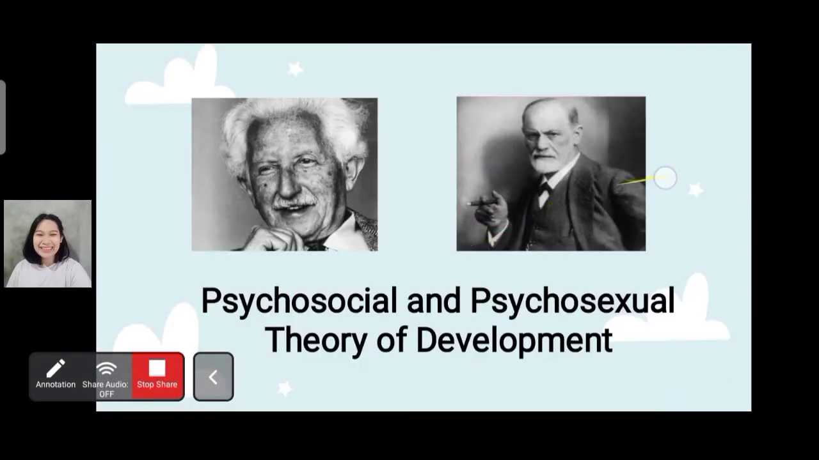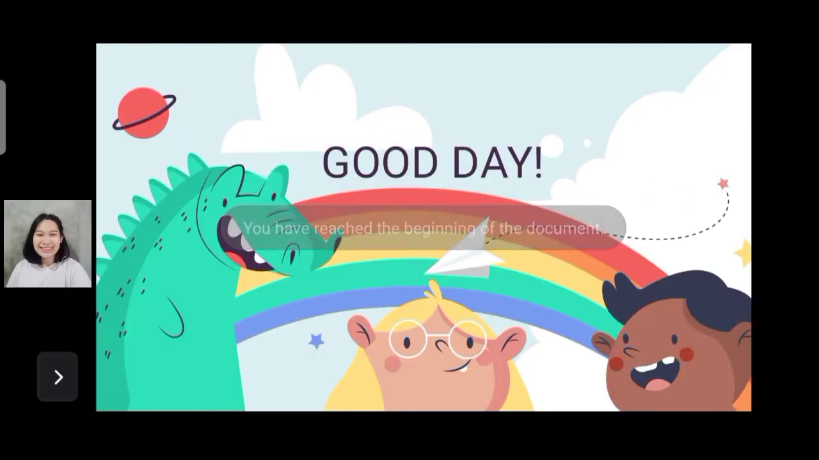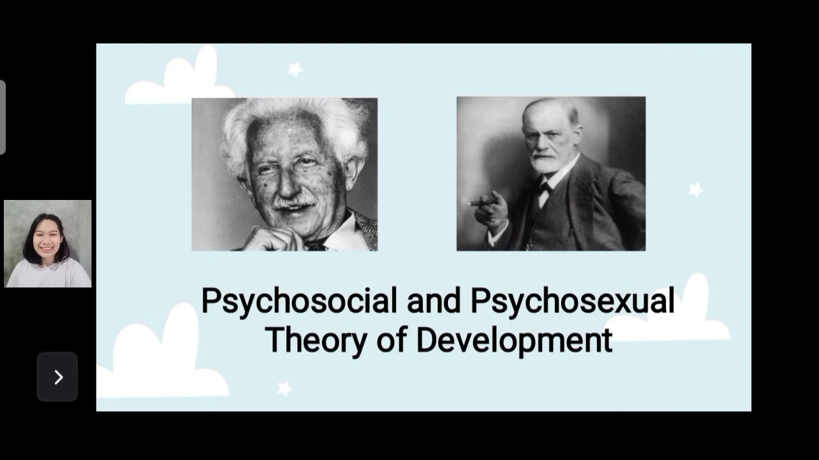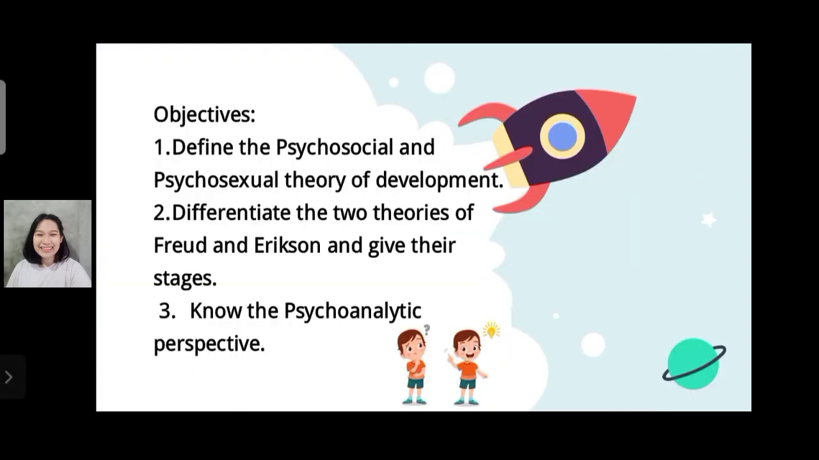Okay, let's go. Our topic for today is about the psychosocial and psychosexual theory of development. First, the objectives. Define the psychosocial and psychosexual theory of development. Second, differentiate the two theories of Freud and Erikson and give their stages. Know the psychoanalytic perspective. Okay, proceed.